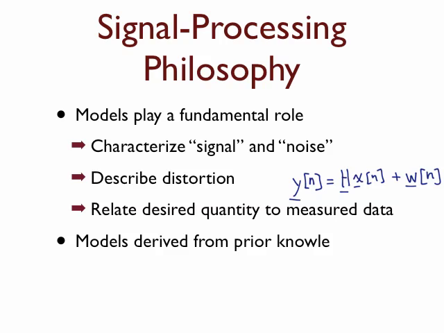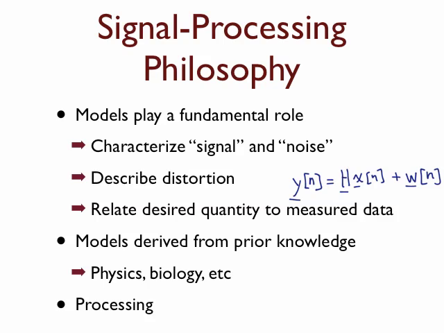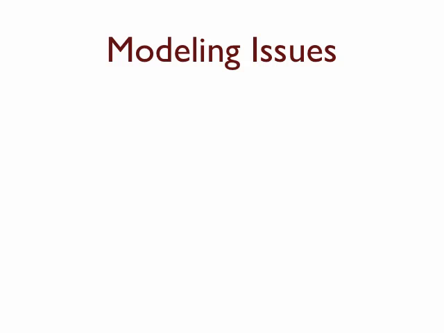So models are derived from prior knowledge. We can use the physics or the biology, like in the electrocardiogram case, or any other information we have to help us understand what is our signal and what differentiates our signal from noise or other things in the data. And once we have these models, we then develop processing procedures which exploit the information contained in those models. So that is used to develop an algorithm, if you will, that acts on our data to accomplish the goal.